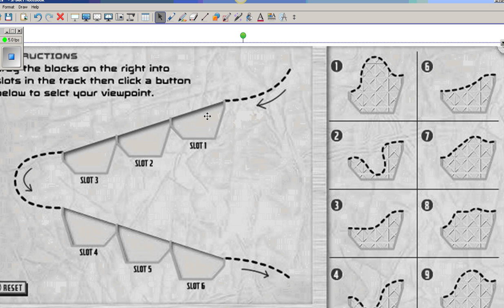So you're going to want to decide which piece you want to put in slot 1, which piece you want to put in slot 2, and then which piece you want to put in slot 3, 4, 5, and 6. You cannot use a piece more than once. Okay? You cannot use a piece more than once.